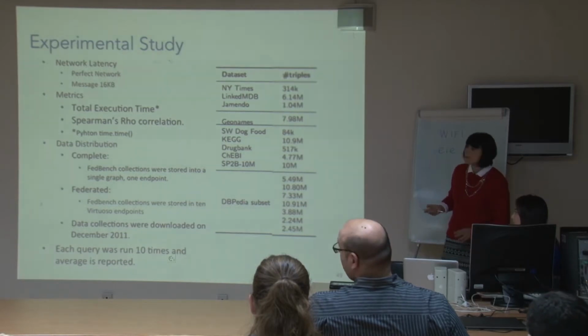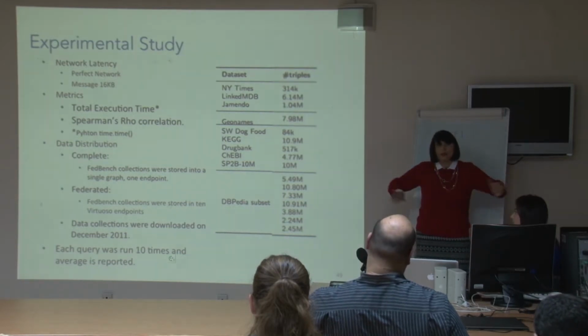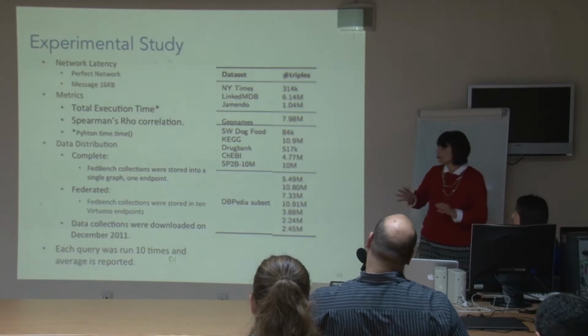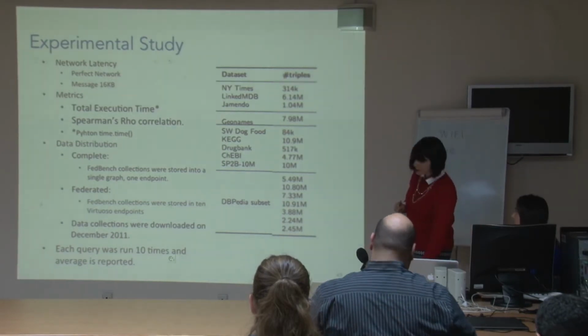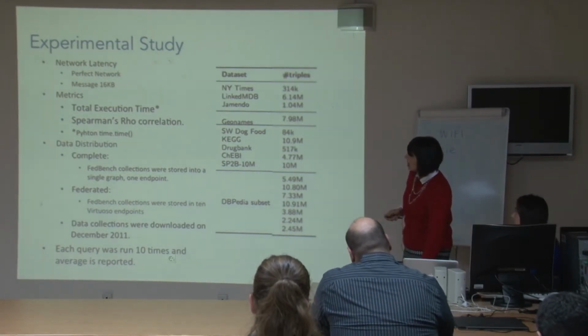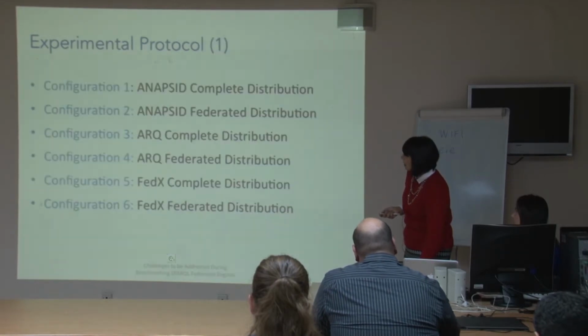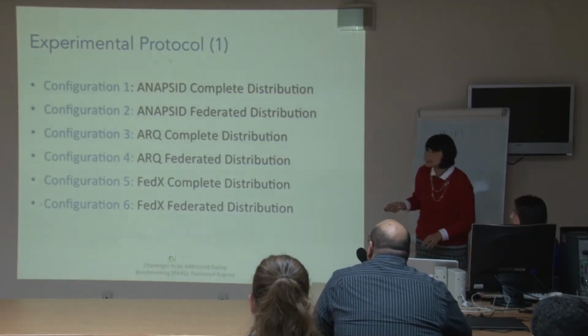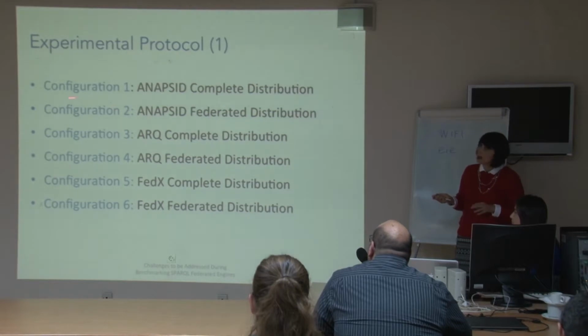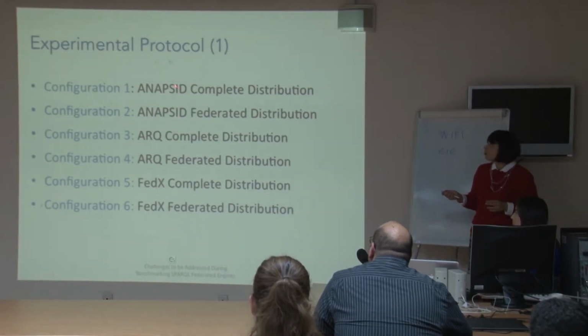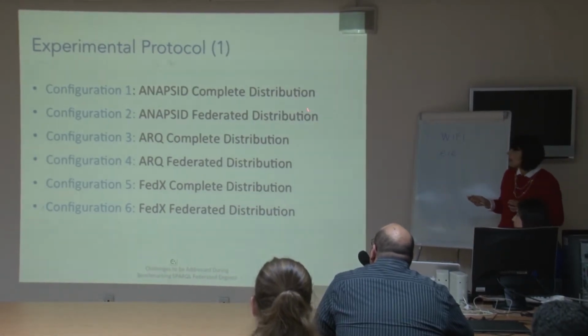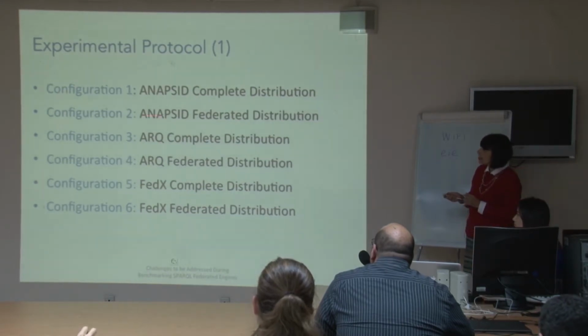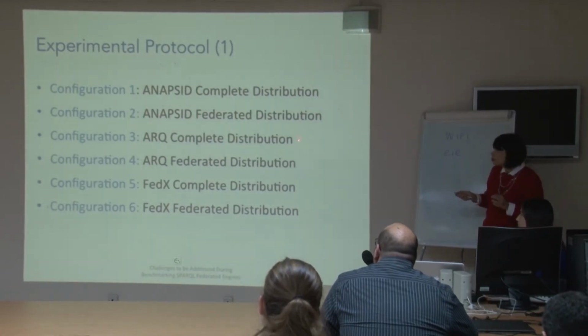And we also set up an endpoint with all the data. One endpoint with everything, and we call this the complete federation. And we define 6 configurations. In configuration 1, we have an ASIP with a complete distribution of the data. In configuration 2, we have an ASIP with a federated distribution of the data.